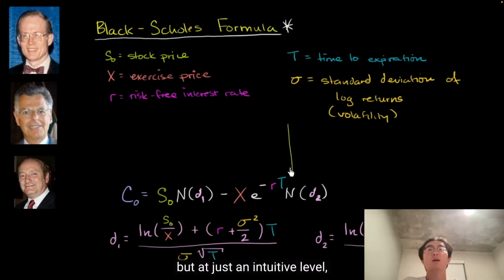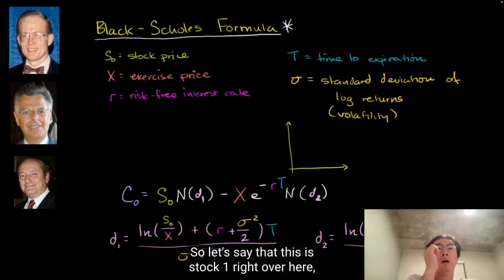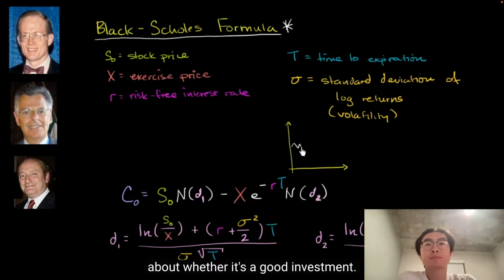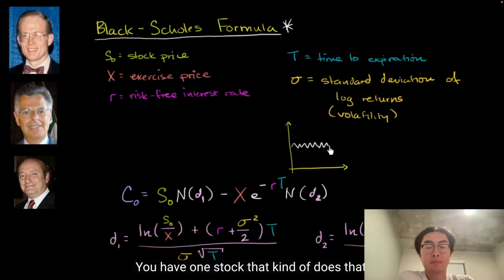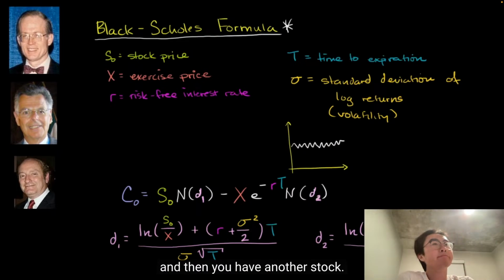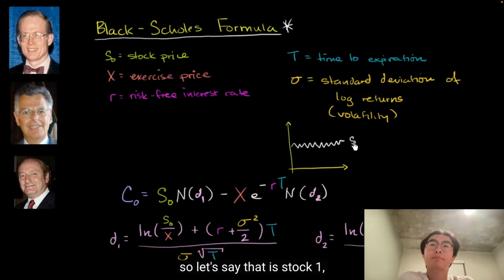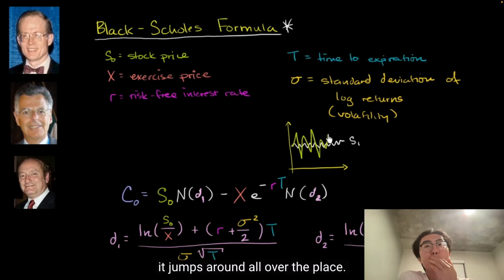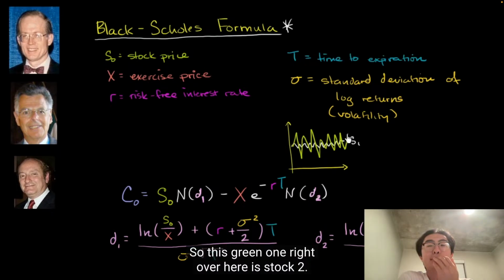But at just an intuitive level, just think about two stocks. So let's say that this is stock 1 right over here, and it jumps around, and I'll make them go flat just so we make no judgment about whether it's a good investment or so. You have one stock that kind of does that, and then you have another stock. So I'll draw them on the same. So let's say that is stock 1, and then you have stock 2 that does this. It jumps around all over the place. So this green one right over here is stock 2.